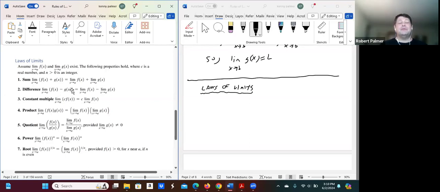The limit of the difference becomes the difference of the limits. And of course, being a difference, subtraction, make sure I keep the order right. It's got to be the limit of f minus the limit of g. Okay. I have a constant multiple in front of my function. I can essentially move that out front. So it becomes c times that.